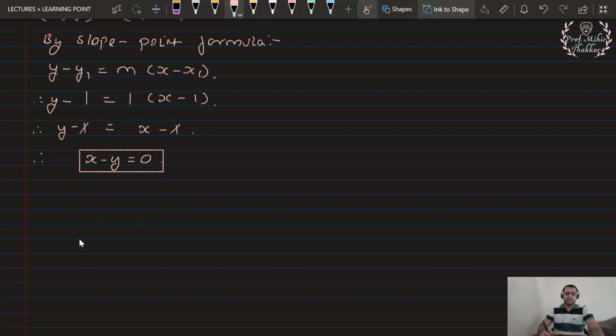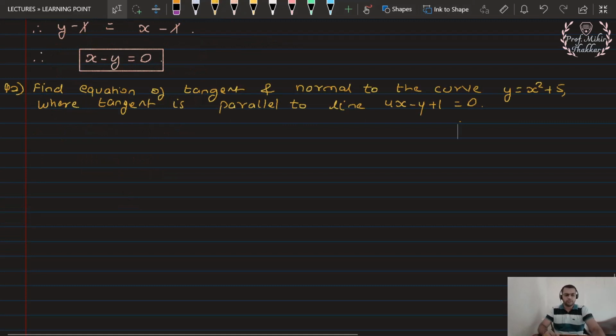That is our required equation of the normal. So now question number 2 says, find the equation of tangent and the normal to the curve y is equal to x square plus 5, and the condition is that tangent is parallel to the line 4x minus y plus 1 is equal to 0.